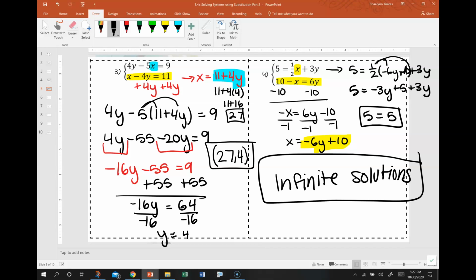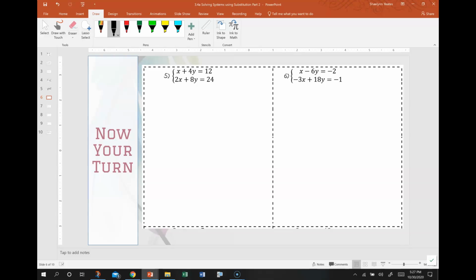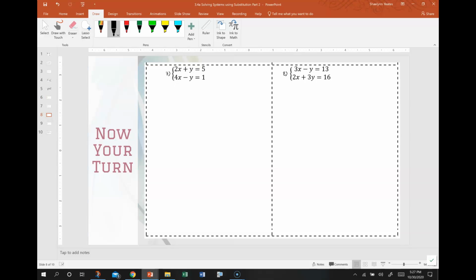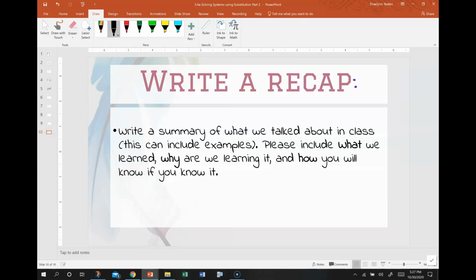Because they're the same line. If we were to graph these two, they would end up being the same line. Well, that's kind of fun. Alright, now I want you guys to go ahead and do these two, and these two, and then write your recap, and you are done for today.